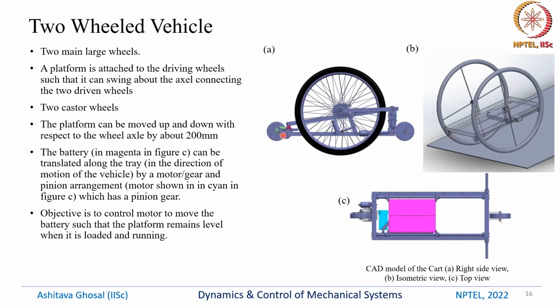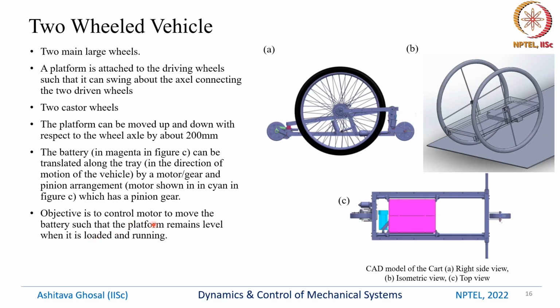There are also 2 other caster wheels which are not shown in this figure. So the platform can be moved up and down with respect to the wheel axis by 200 millimeters. So this whole platform can also be raised up and down. And this figure here shows the battery, and there is a motor here. And this motor is connected to a gearbox and a pinion arrangement, okay, such that this battery can be moved in this platform. So the battery can move in this direction, up and down.